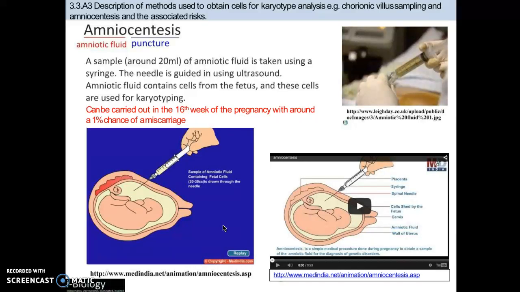Here's amniocentesis. This is where the amniotic fluid is taken via syringe. The needle is guided in using an ultrasound to make sure that the baby doesn't get poked or anything. The amniotic fluid has cells from the fetus, and so they use those cells. This is usually carried out in the 16th week of pregnancy. There's about a 1% chance of miscarriage due to amniocentesis, so it's a pretty low risk.